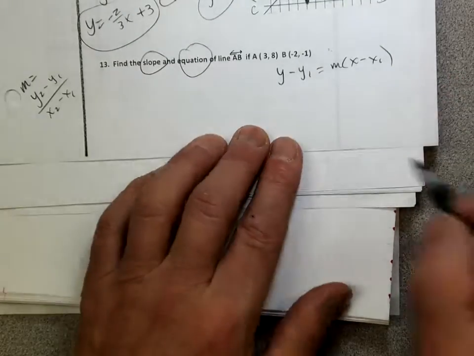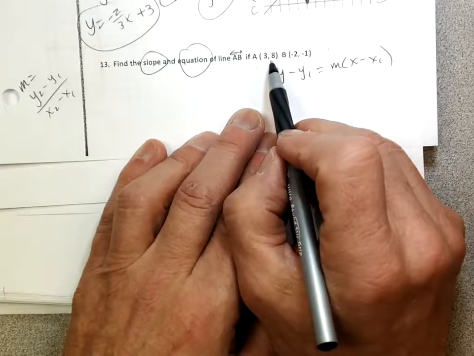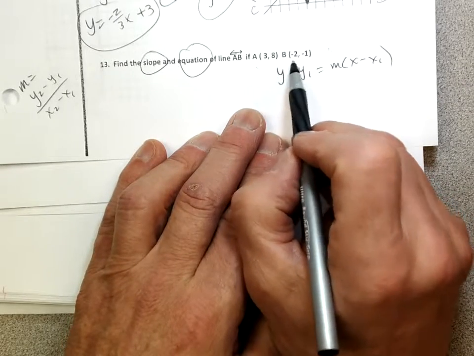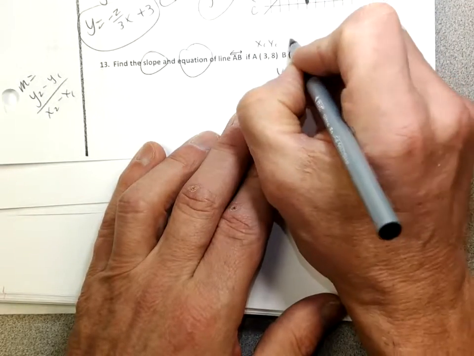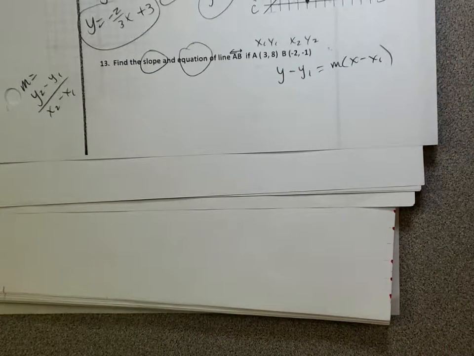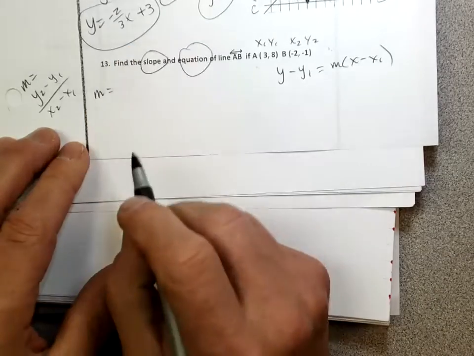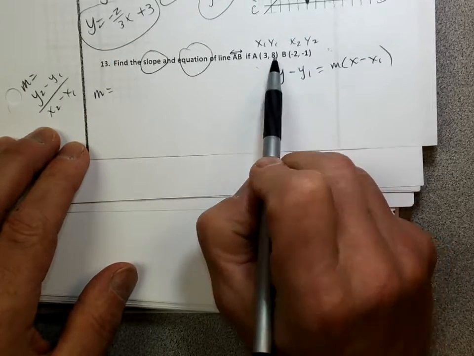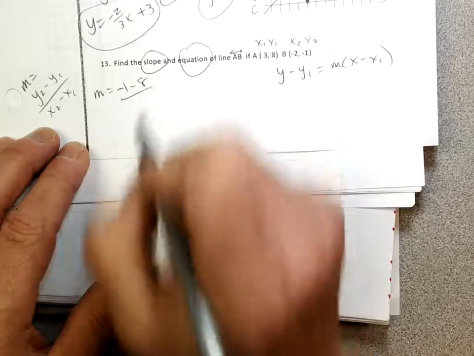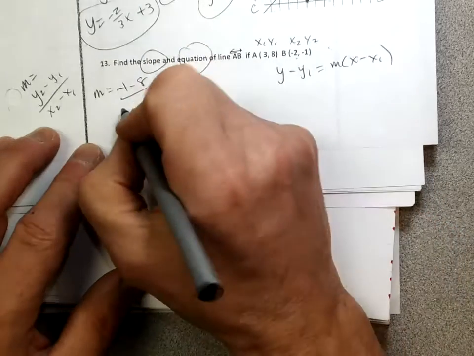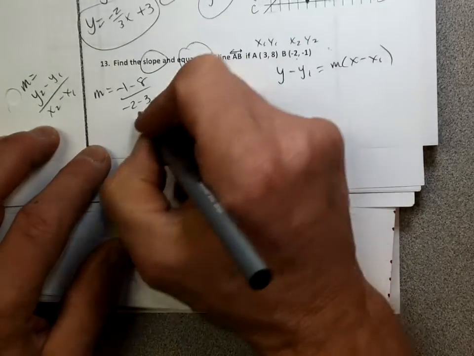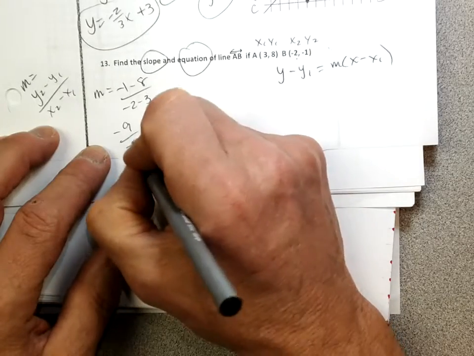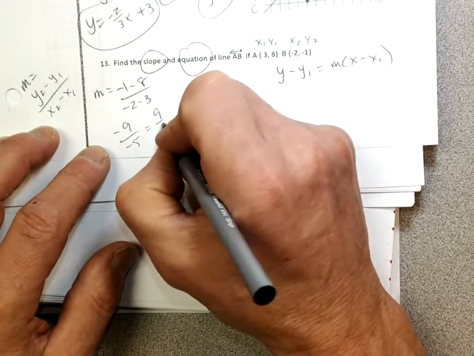Okay, slope. So if I go to my points, I've got two points. I like to call that my first point and that my second point, just because first, second, right? So that's my x1, y1, x2, y2. And that helps me use my slope formula, because I know exactly where to put things. So my slope, m, is equal to negative 1 minus 8 over negative 2 minus 3. How am I doing? Which is negative 9 over negative 5, which is just plain old 9/5, okay?